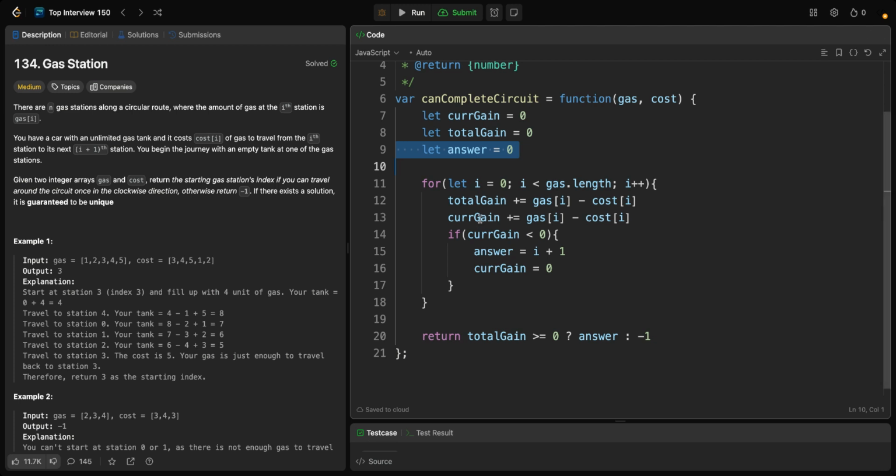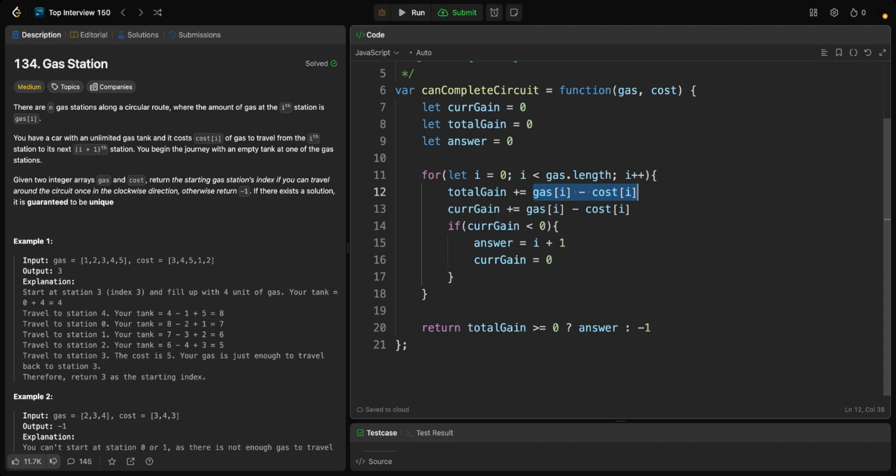After that, we iterate through gas stations. The loop iterates through each gas station, updating total gain and current gain with the net gain, which is gas[i] minus cost[i] at each station. After that, we're checking for a reset point. If the current gain becomes negative, it means you cannot reach station i from the current starting station. So you reset the current gain to zero and set the potential starting station to the next station.